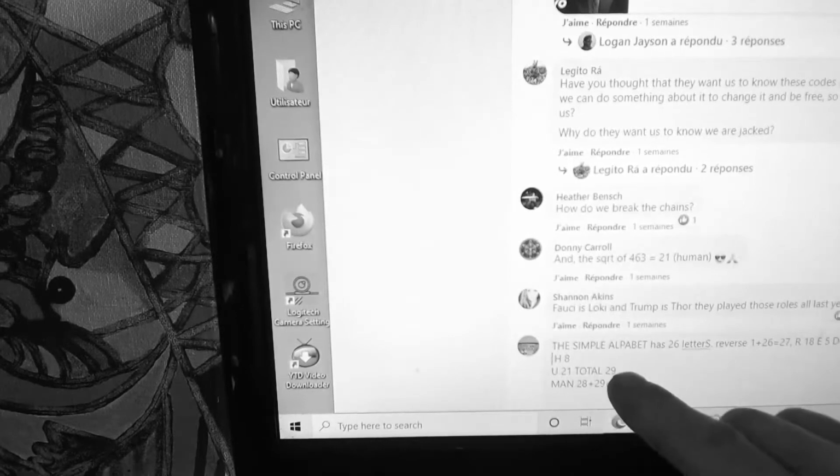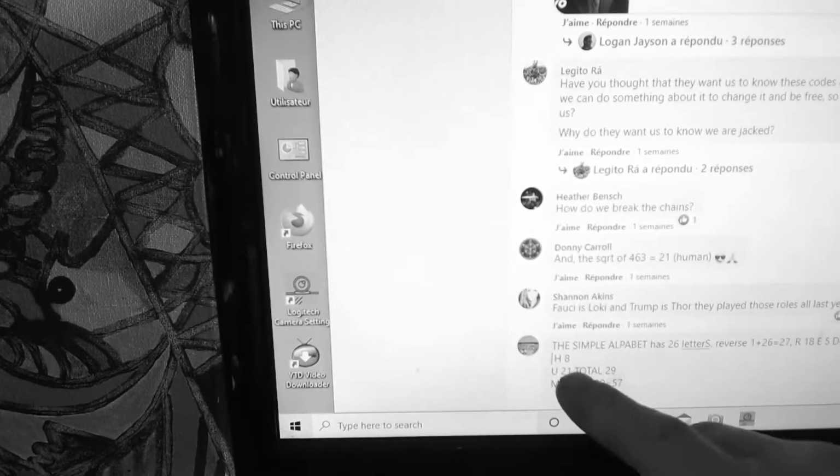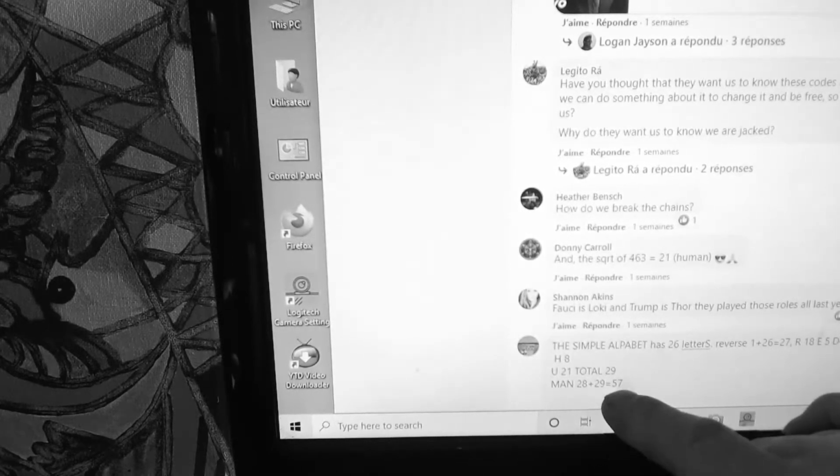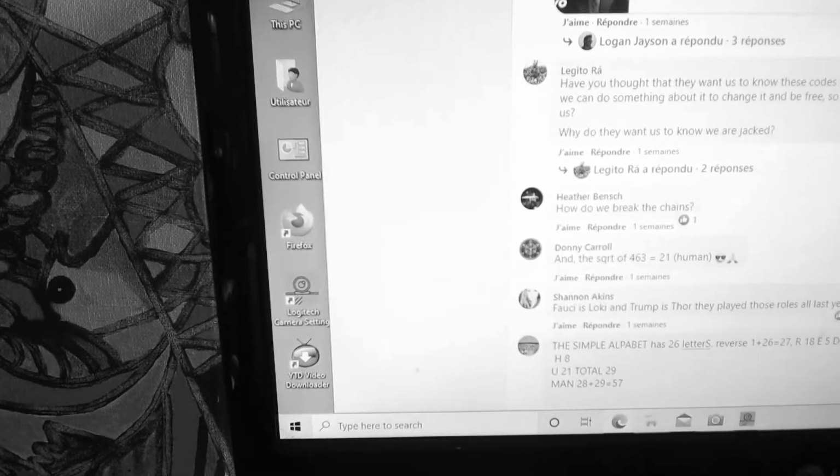HU equals 21 and 29. 21 and 8, 29. Man equals 28. 13, 1, and 14 in the regular alphabet, the numeric alphabet we use. Total is 57. Moon, 28 and 29. There's another word that gives the exact 28, 29 total.